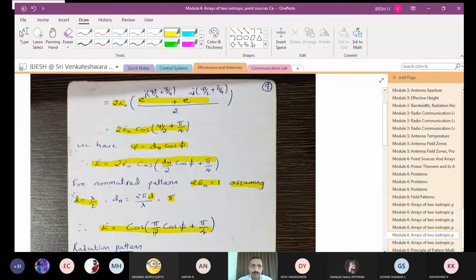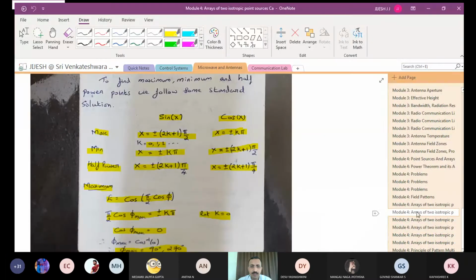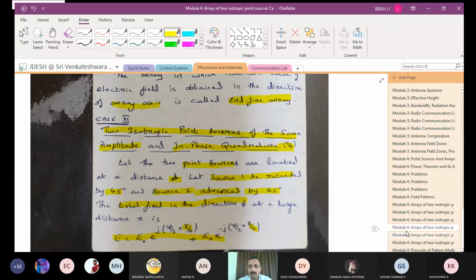Now we have studied the table before, as we have already gone through this in the previous class, that is to draw the radiation pattern. If the coefficient is in the form of sine of x, you have to use this for maximum, minimum and half power, and if it is in the term of cos of x, you have to use these for the maximum, minimum and half power. So we will just try to use those and continue further.